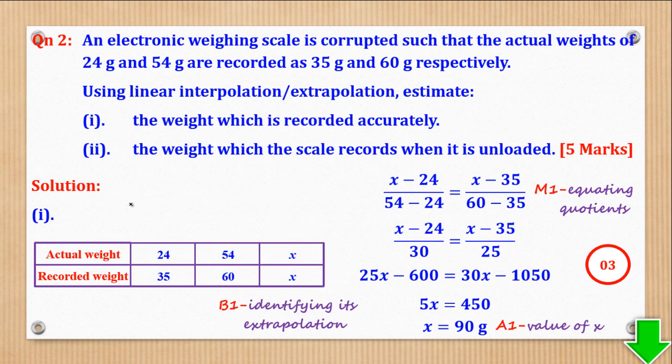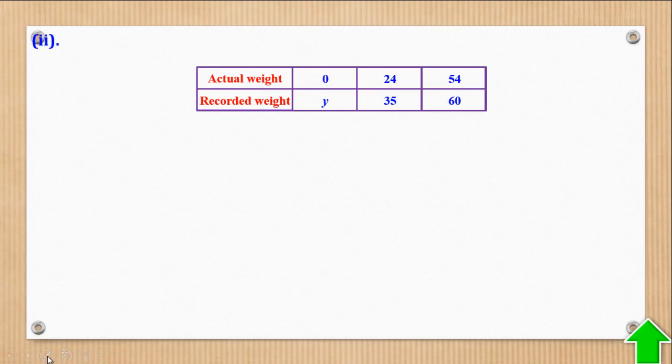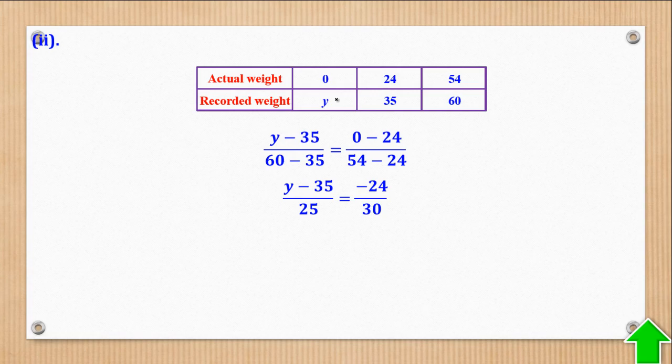But for this second one, I've used extrapolation, but on this side. You know why? Because from here to here there is an increase, meaning on this side the actual weights keep on increasing. Therefore, I must put it on this side where actual weights keep on reducing until it will be 0. So you must always be keen with the position. Then you equate quotients, simplify, and make y the subject. And that's what they wanted.